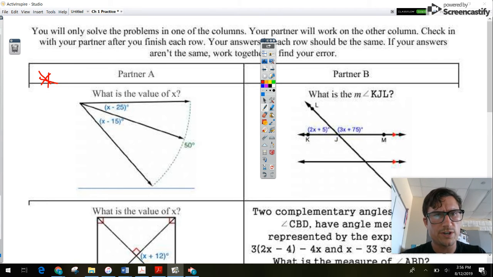So what's the value of X? So we have an angle split up into 2. So we have part of an angle, and then the whole. So remember, that's angle addition. So we take the 2 angles, so that's P.